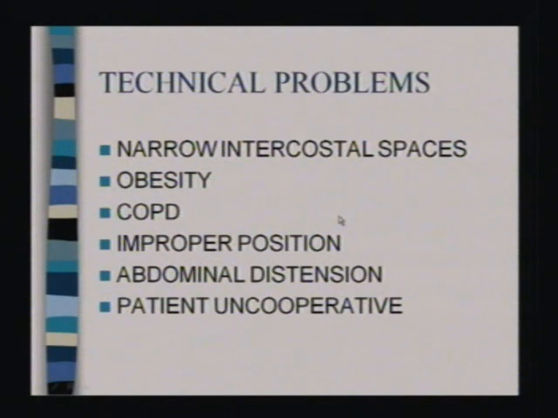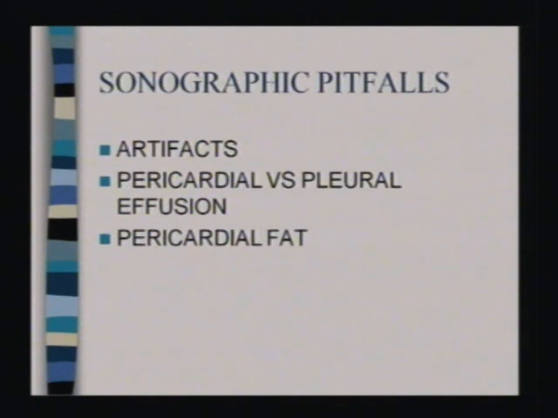What are the technical problems? You can have narrow intercostal spaces, obesity, COPD, improper position, abdominal distension and an uncooperative restless patient. What are the sonographic pitfalls? You may have artifacts, you may have pericardial effusion versus pleural effusion and pericardial fat. And when you go to intensive care unit, patients are on ventilator, they are very sick, they are not in a proper position. So you may have difficulty, but still I think it is very easy to give a diagnosis at least, so that you can at least exclude certain parameters.